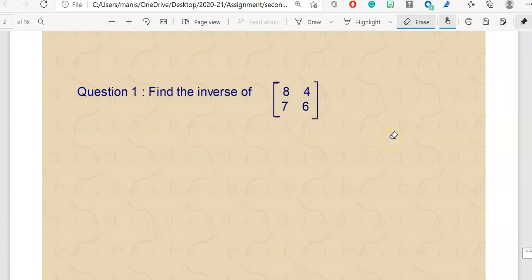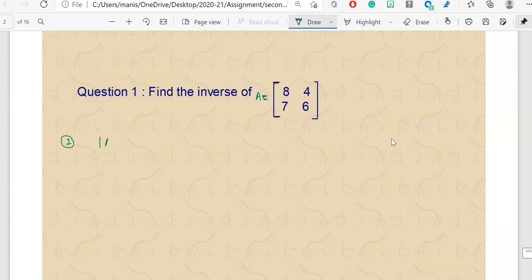Question number 1, find the inverse of the given matrix 8, 4, 7 and 6. So let's first of all write it over here. Let's give the name to this matrix as matrix A. So now step number 1, I will write the steps over here and follow them. Step number 1 says, find the value of determinant.